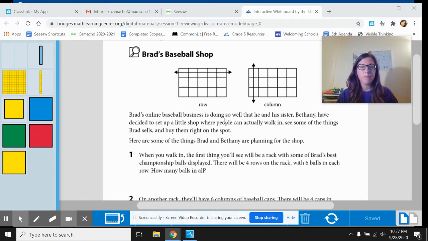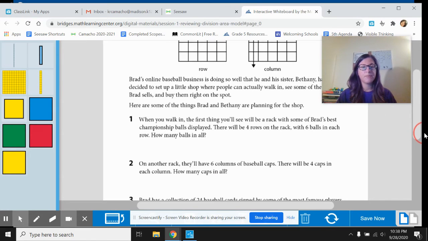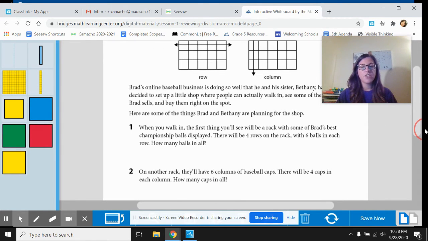Brad's online baseball business is doing so well that he and his sister Bethany have decided to set up a little shop where people can actually walk in, see some of the things Brad sells, and buy them right on the spot. Here are some of the things they are planning for the shop. When you walk in, the first thing you'll see will be a rack with some of Brad's best championship baseballs displayed. And there will be 4 rows on the rack.